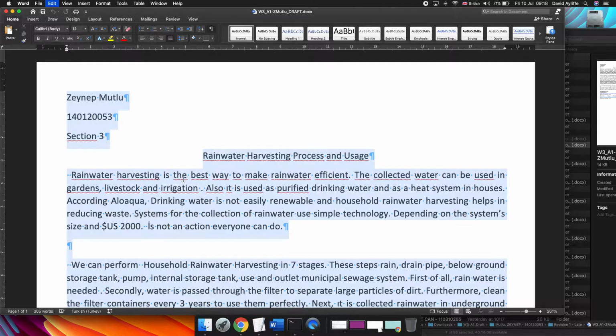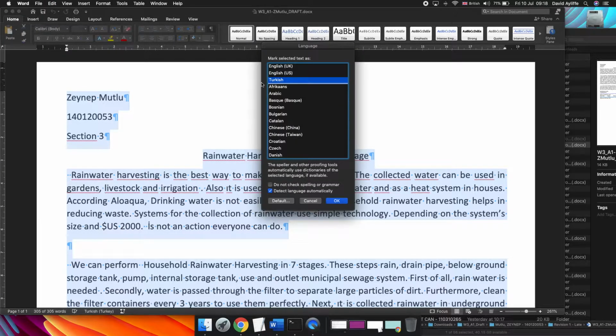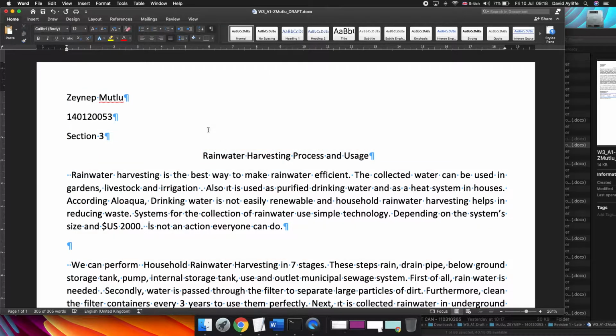Zenip. Can't say her dictionary. Rainwater harvesting process and usage. Rainwater harvesting is the best way to make rainwater efficient. The collected water can be used in gardens, livestock and irrigation. Also, it is used as purified drinking water. Is it? Really? I don't think so. It is used as drinking water. Is it? Really? And as a heat system in houses.